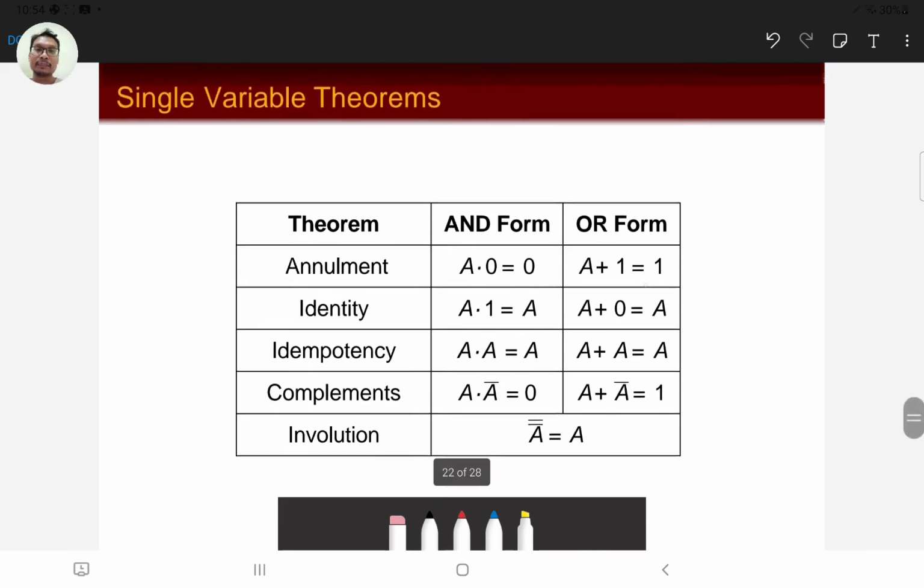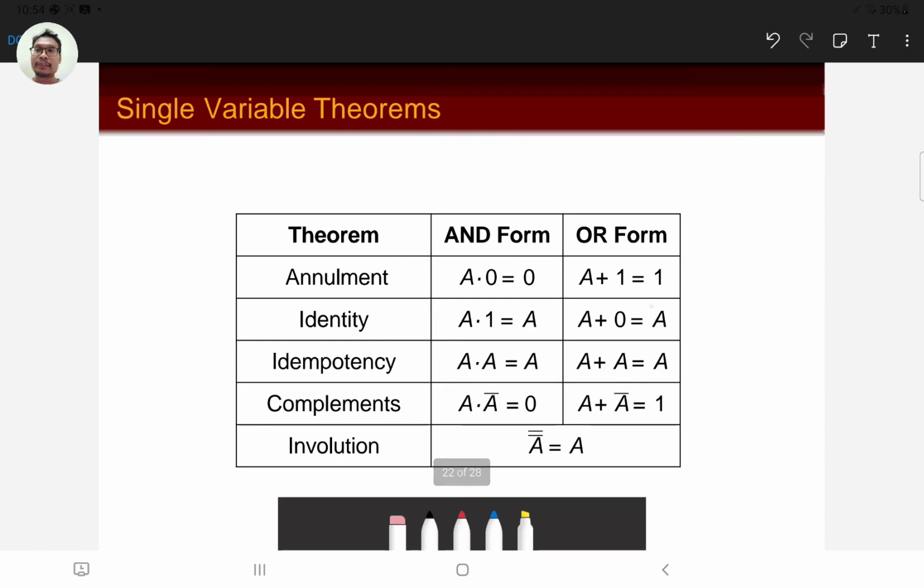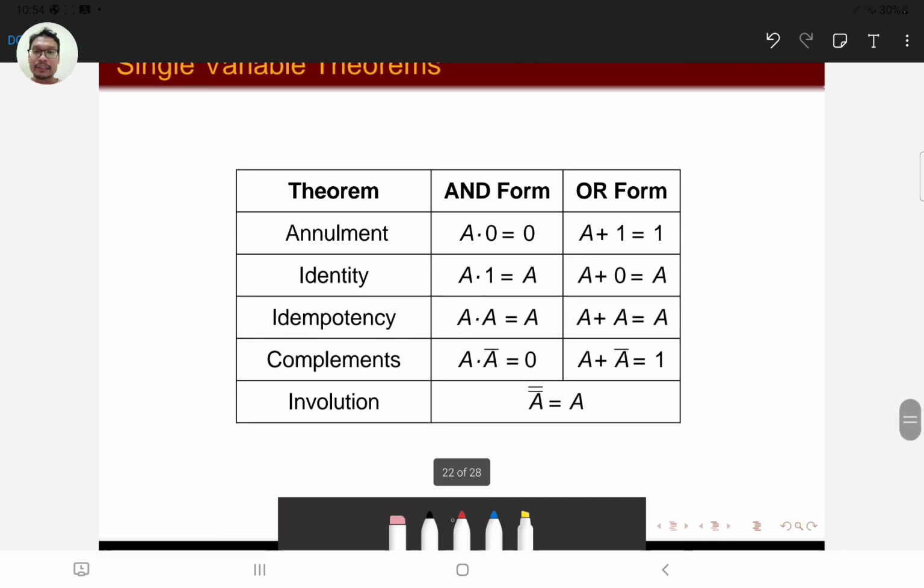For this week, we're going to cover a little bit on the basic Boolean algebra, on the single variable theorems. We're going to look at 1, 2, 3, 4, 5 here. Let's look at each one. In the annulment theorem, if you have an input A, which is binary, so it is logic 0 or logic 1, and A AND 0, we are going to get 0. If A OR 1, we're going to get 1.